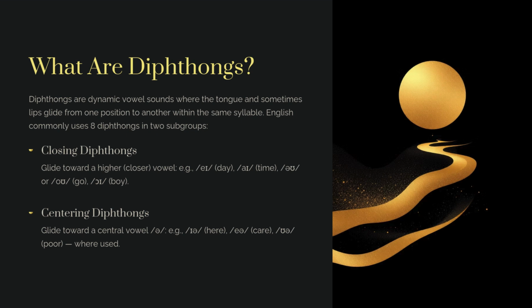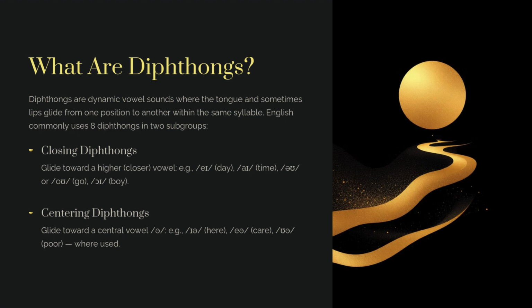Next, we move to diphthongs. A diphthong is a vowel sound where the tongue glides from one position to another within the same syllable. This means the sound changes while we pronounce it. There are two main types. First are closing diphthongs, where the sound moves toward a higher vowel.